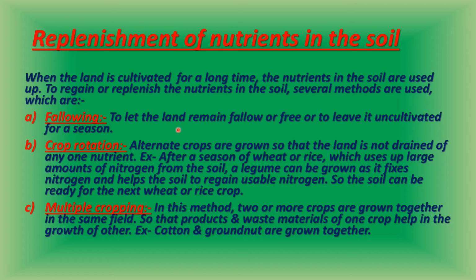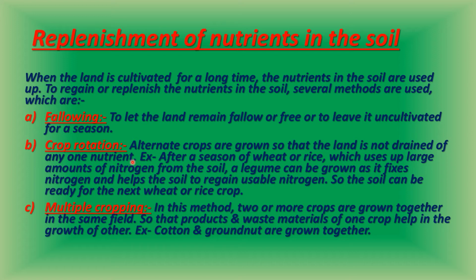Second method is crop rotation. Crop rotation means growing crops alternately, right? Each crop uses more of some elements and less of others. This is very clear, right? So alternate crops are therefore grown so that the land is not drained of any one nutrient. Okay? If in a field you are taking 2 seasonal crops, for the first 6 months and for the next 6 months, 2 types of crops you are growing there, then the starting crop that you grow, or you can say any one out of 2 should be of that category.